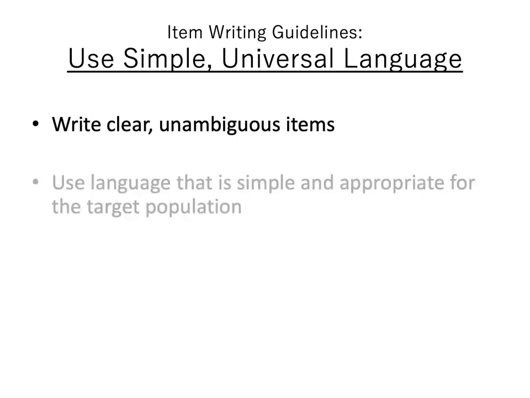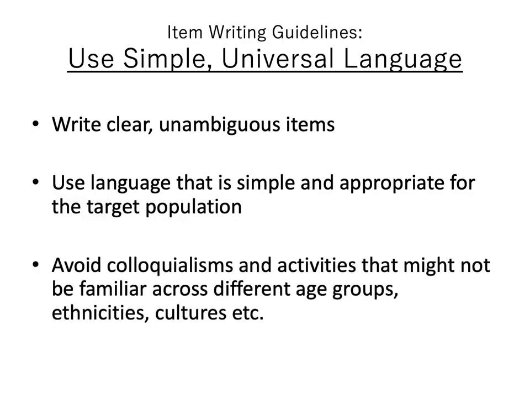Another item writing guideline is to use simple, universal language, making sure that items are clear and unambiguous as much as possible, language that is simple and appropriate for the target population, and avoiding colloquialisms and activities that might not be familiar across different age groups, ethnic groups, or cultures.